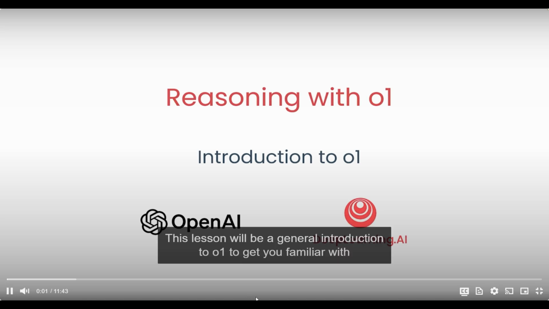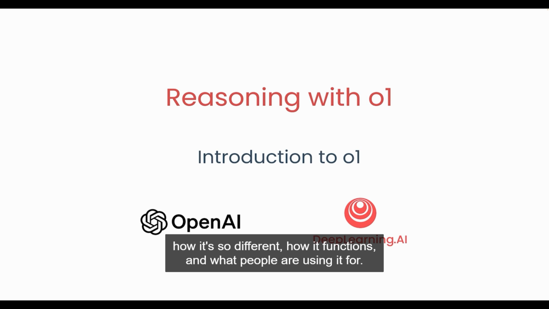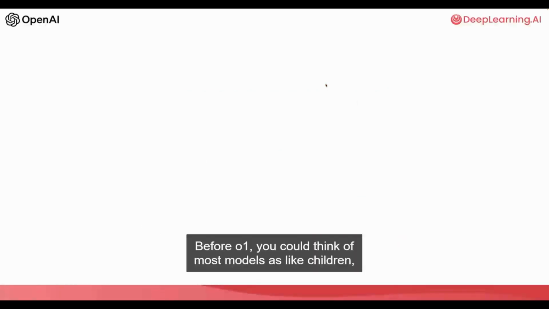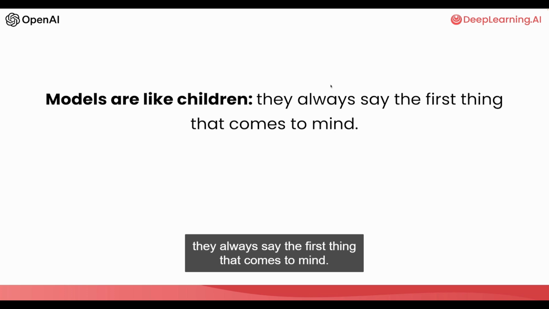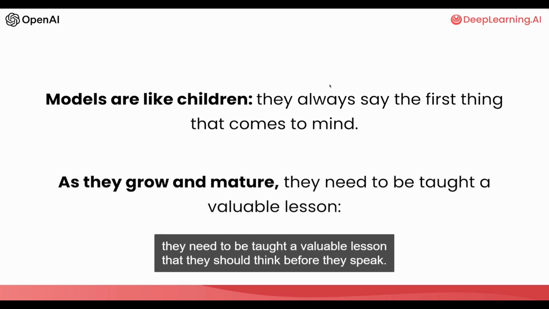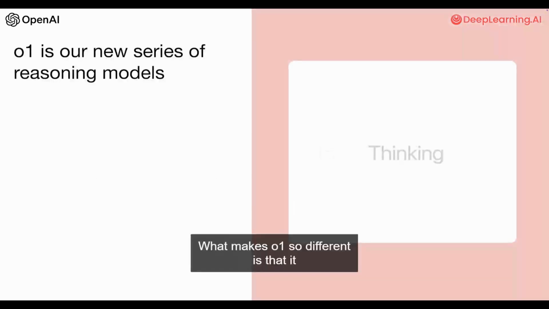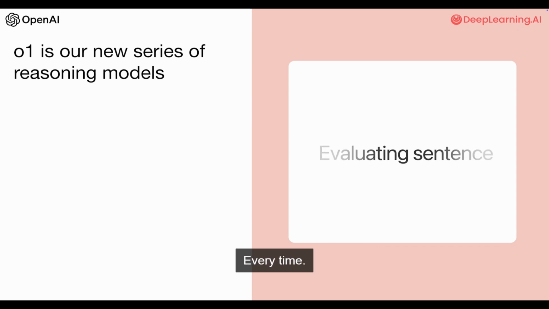This lesson will be a general introduction to O1 to get you familiar with how it's so different, how it functions, and what people are using it for. Before O1, you could think of most models as like children. They always say the first thing that comes to mind. As they grow up, they need to be taught a valuable lesson, that they should think before they speak. What makes O1 so different is that it explicitly thinks before it speaks every time.